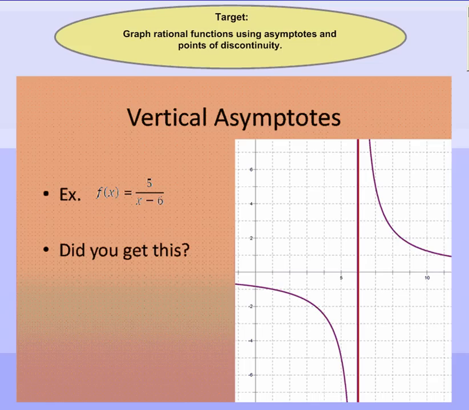So did you get this? Notice the features of my graph. I have the vertical asymptote at x equals 6, and I have a horizontal asymptote at y equals 0, just like stated before. The rest is making a table. What's going on to the left? What's going on to the right? You should take some time, pause the video, and make sure you can come up with this graph.